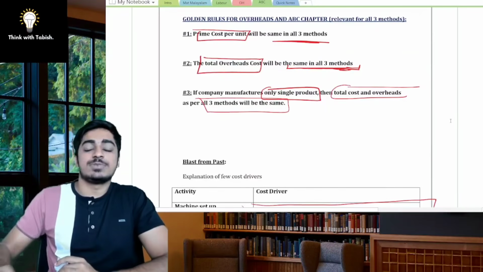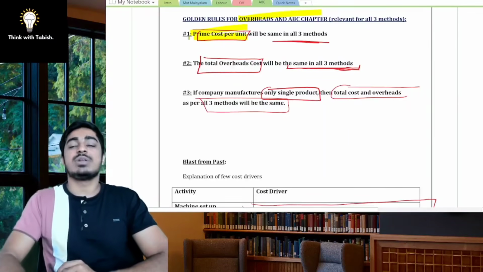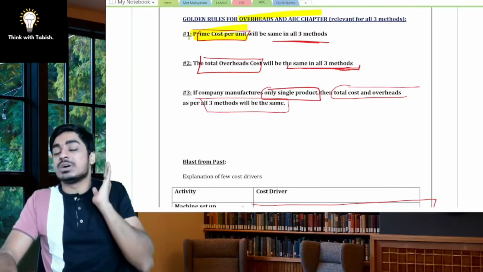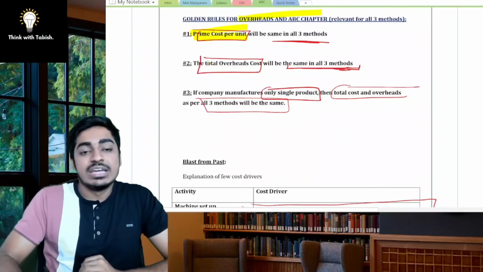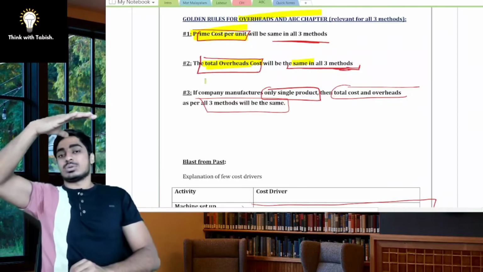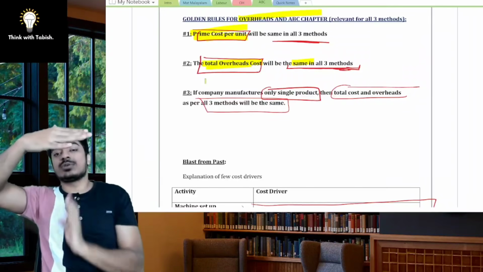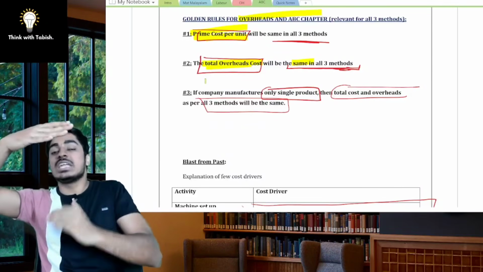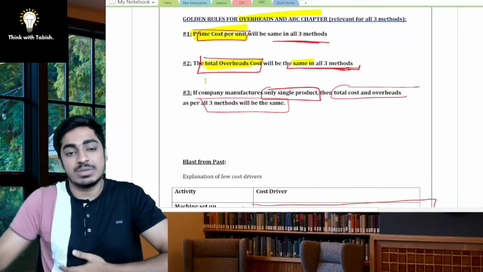Some golden rules for the chapter overheads and activity based costing. Firstly, prime cost per unit will be the same in all three methods. Whether we follow single rate, departmental rate or activity based costing, prime cost per unit will be the same. These methods are only to distribute the overheads. Secondly, total overhead cost will be the same in all three methods. If total overhead is 10 crore, in single rate it is 10 crore, in departmental rate also 10 crore, just distributed as 5 crore, 3 crore, 2 crore. In activity based costing, the total is also 10 crore, just bifurcated between activities as 10 lakh, 20 lakh, 11 lakh, 12 lakh.